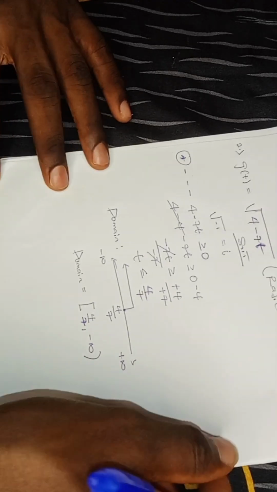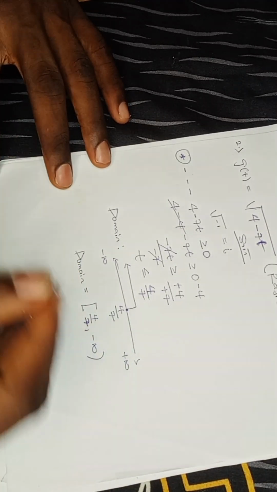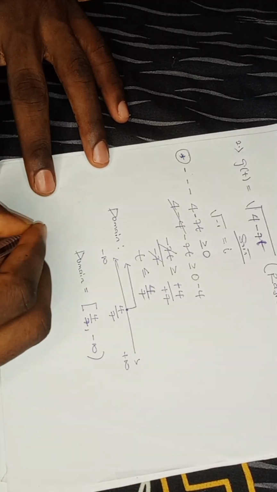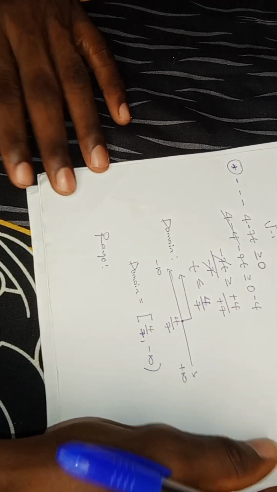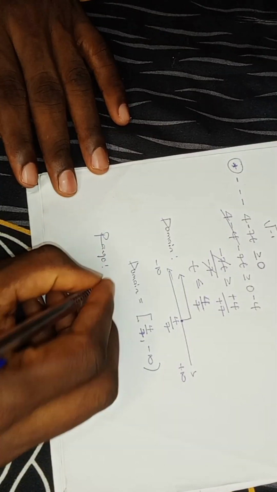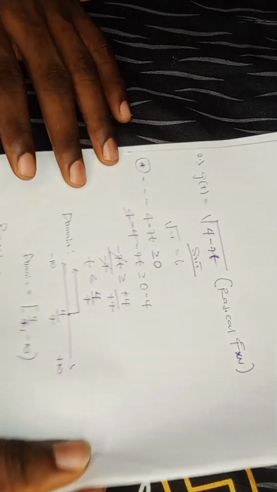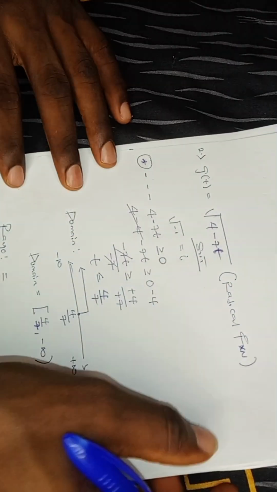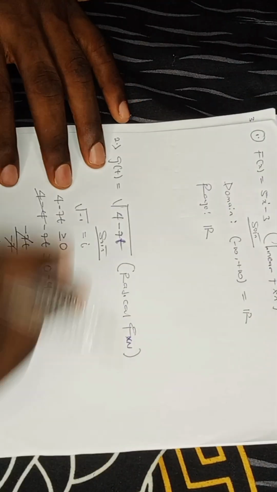Now, how do I confirm my answer? Or how do I get my range? Okay, let me get my range. In getting my range, I confirm my answer. So what about the range? The range here will be equal to what? Range is gotten by imputing your domain. So I can first of all impute 4 over 7 into this function, since 4 over 7 is the first number I have.